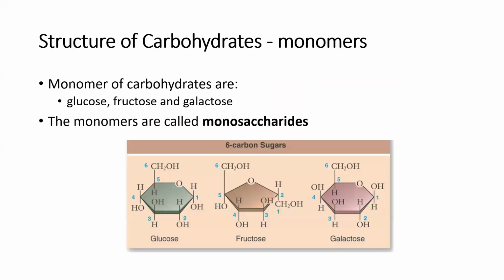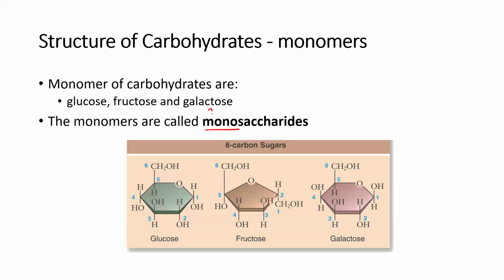Okay, now we're going to talk about the monomers. Stay with me, guys. The monomers of carbohydrates, there are different types, but there are three that I want you to remember specifically. Glucose, we already know, fructose, and galactose. Glucose, fructose, galactose. These are single sugar.